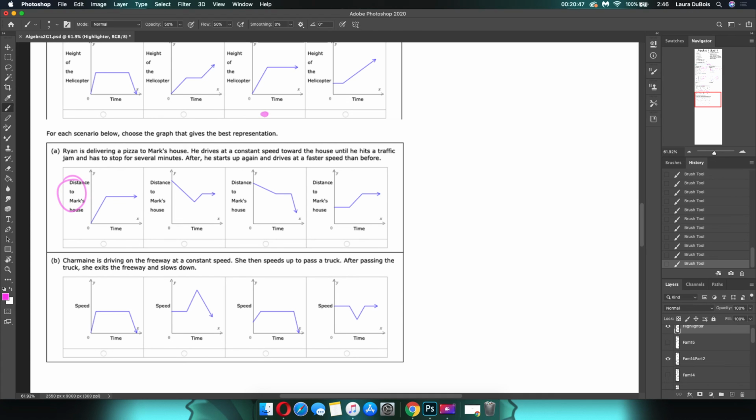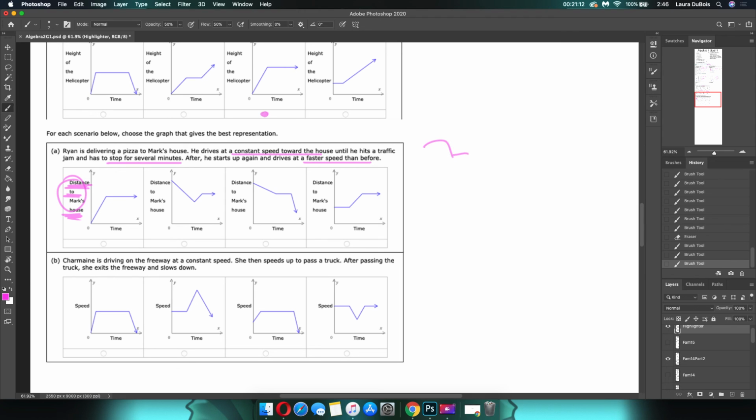So let's think about what we're doing. Driving at a constant speed, stop for several minutes, and then starts up again at a faster speed. Here's what kids will try to tell me over and over. They try to say constant speed, but that's not what my y-axis is telling me. If it's a constant speed, that means I'm consistently gaining ground. And then the other thing is it's the distance to Mark's house.